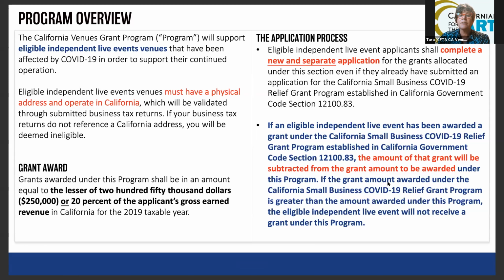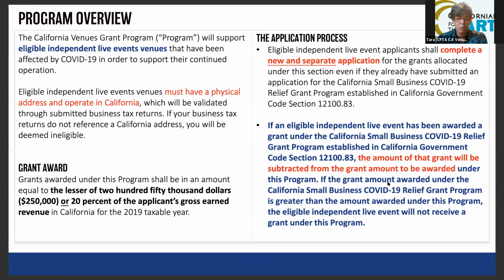I'm going to just highlight a few points because I'm sure that as you get into the website, which I can have Eduardo post the link for the website for your reference later, you're going to be able to read this on your own. So some things I wanted to let you know. You must have a physical address in the state of California and operate in the state of California in order to apply. And that the validation for this is going to be via your tax returns.